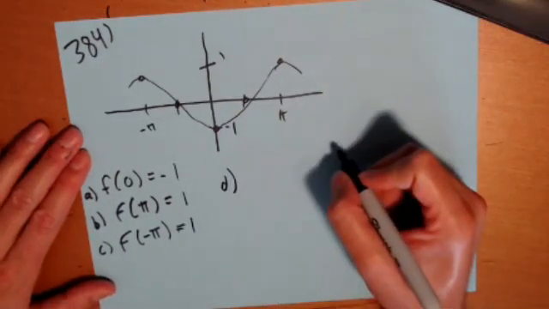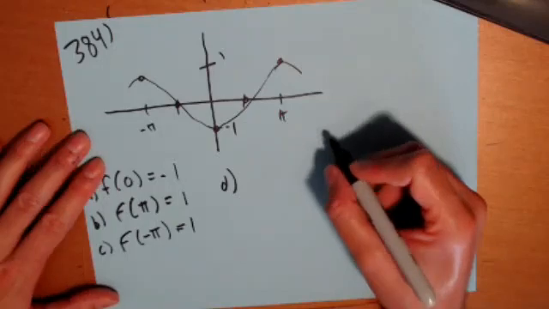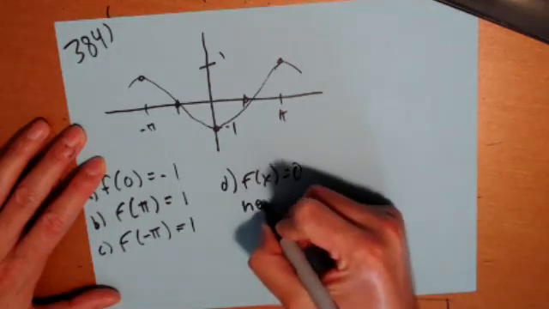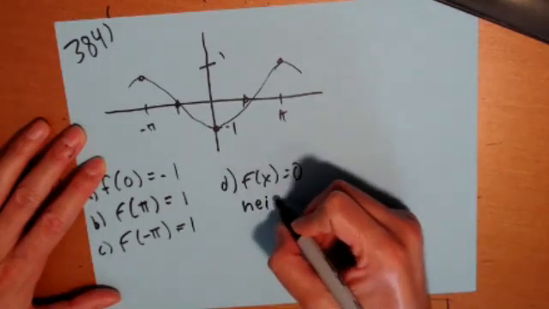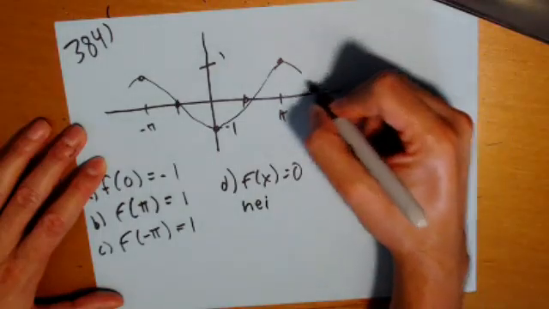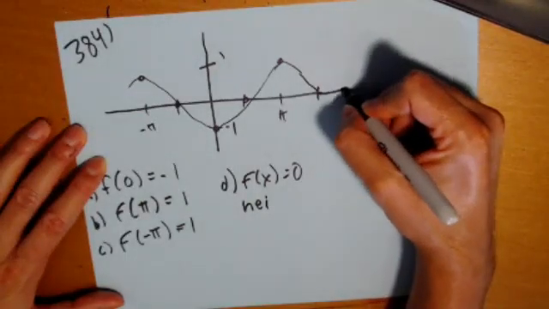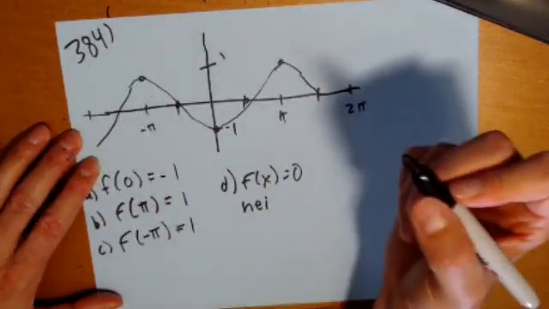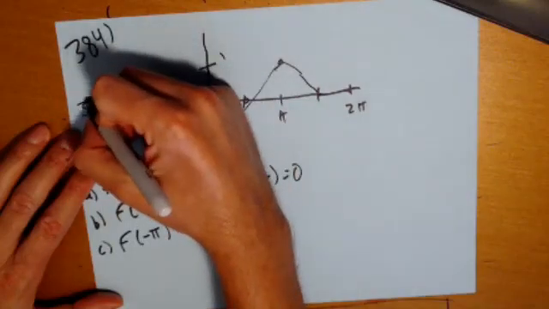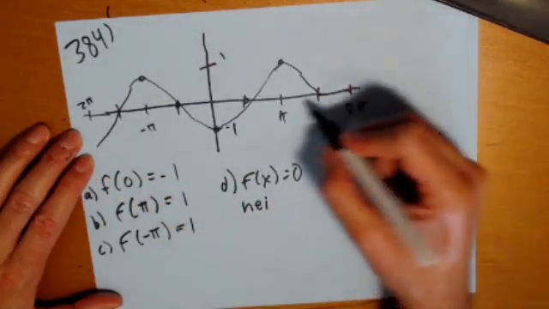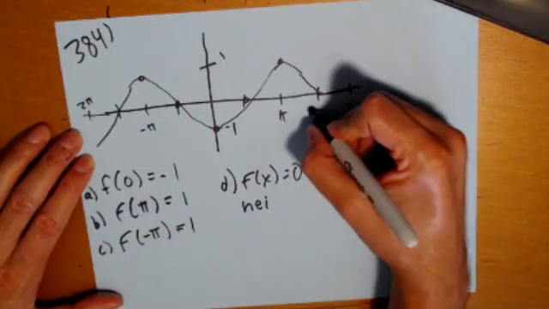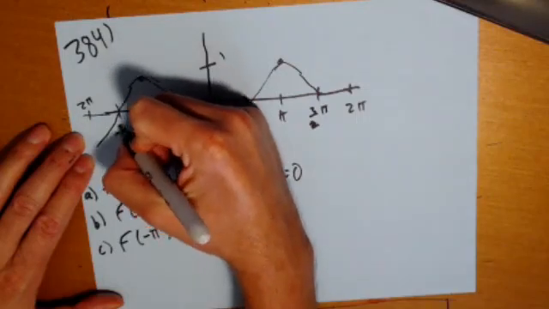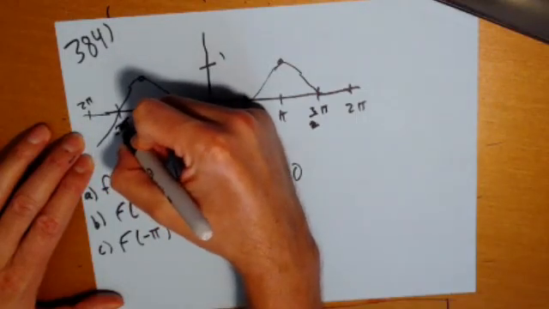D. Find the values of x when f of x is 0. Oh my god. F of x is 0. F of x is the height. Let me draw a little bit more. 2 pi. So between 1 and 2 is 1.5. 3/2, 1.5. Negative 3/2. Why would they give such a weird example?